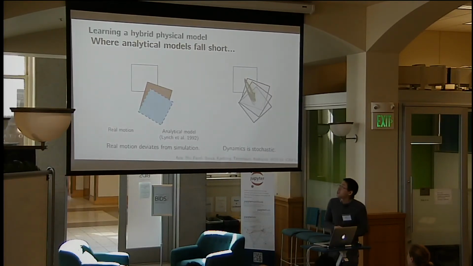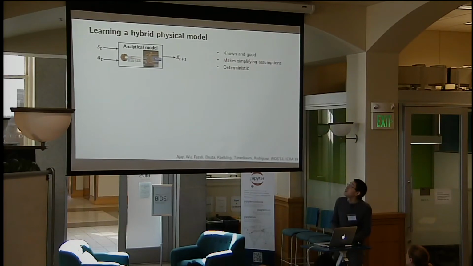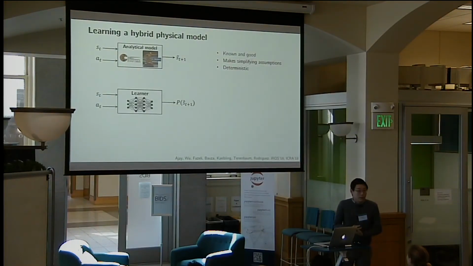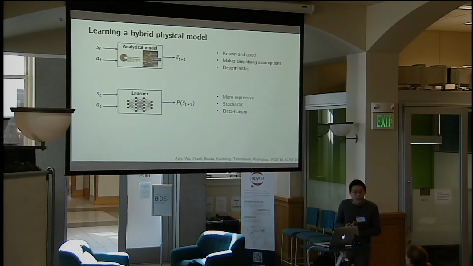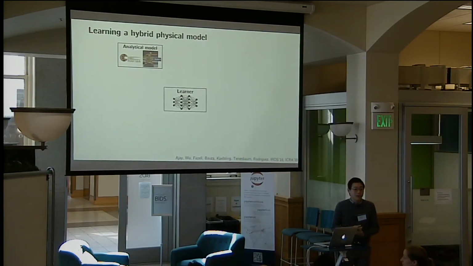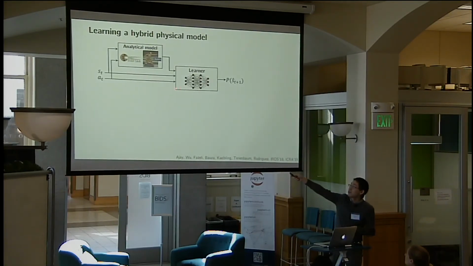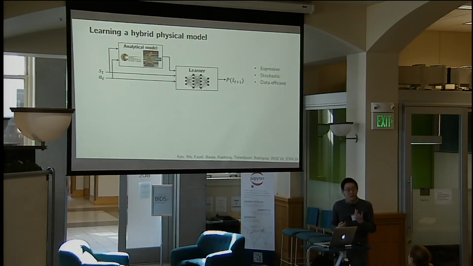So we actually tried to combine learning on top of it. That is, you can take this analytical model, which is known and pretty accurate, but again, it's making simplifying assumptions, so it's not perfect, and it's often deterministic. And you can have a neural network, which is more expressive and stochastic, but often it requires a lot of data to train. So we can learn this hybrid physical model, which uses the network as a learning residual, or as a correction on top of the analytical model. So the model not only takes the current state and action, but also takes the analytical model's prediction and learns the correction on top of it. And hopefully it can be expressive, stochastic, and also more data efficient.